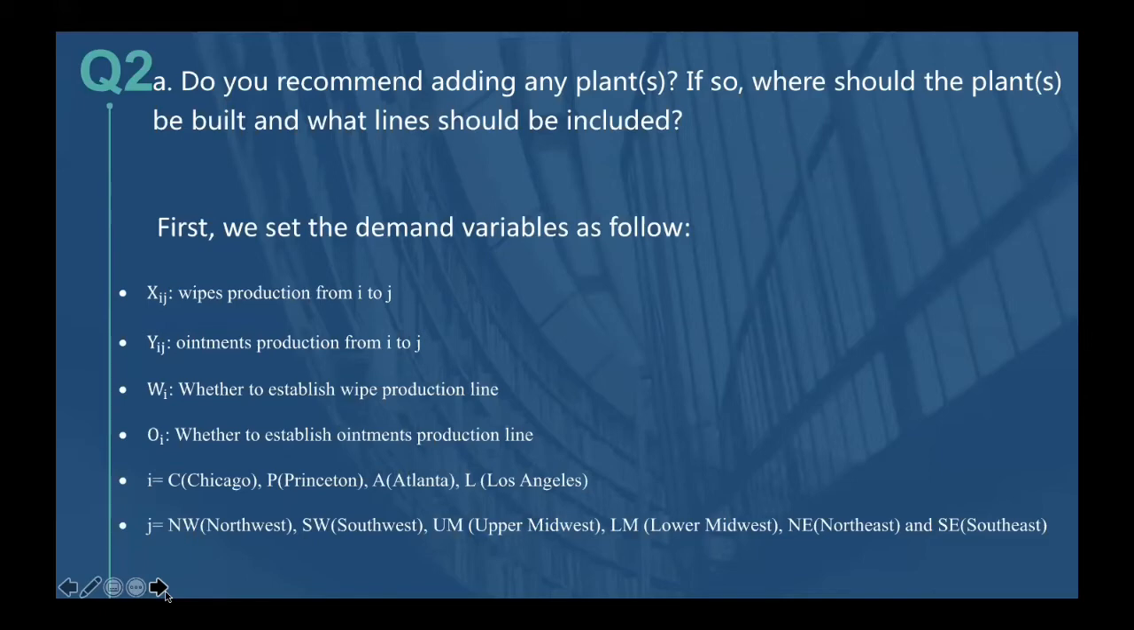First, we set the decision variables as follows. Xij means wipes production from I to J, Yij means ointments production from I to J. Wi means whether to establish a wipes production line. Oi means whether to establish an ointment production line. I includes Chicago, Princeton, Atlanta, and Los Angeles. J includes the entire nation.